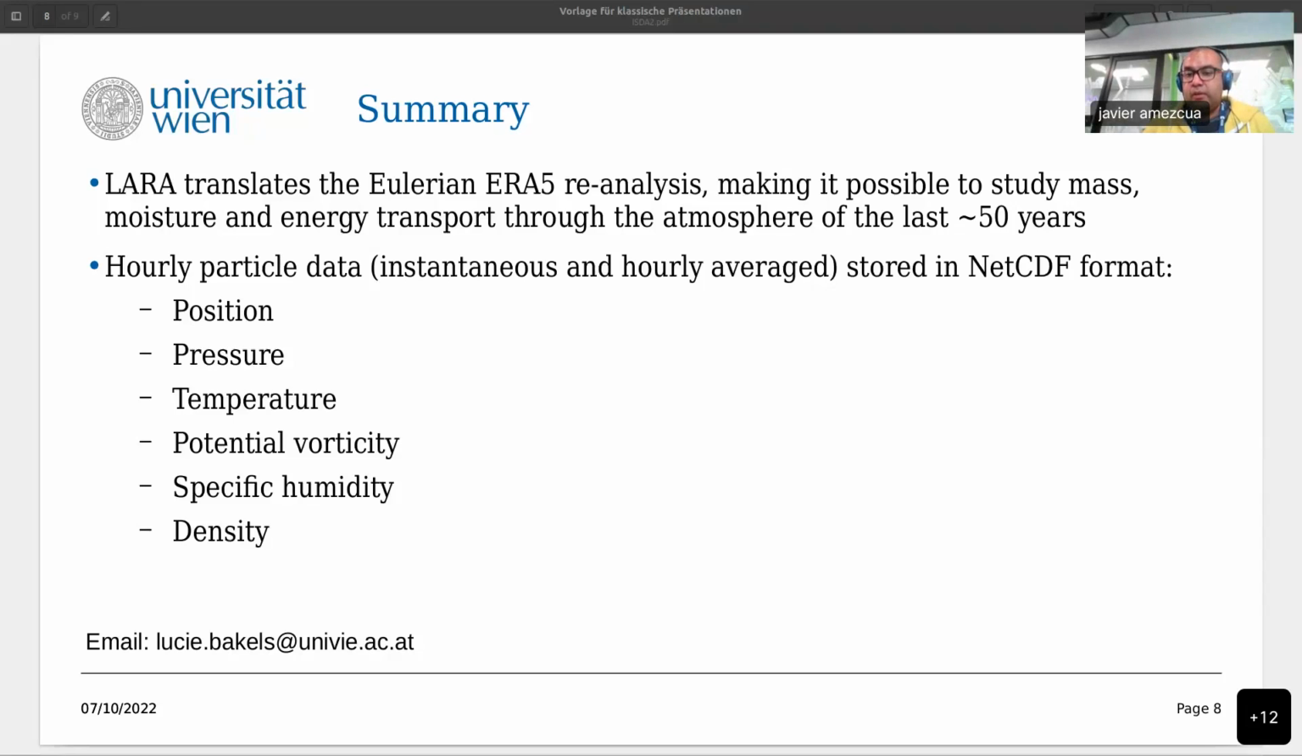Finally, a quick question from Carlos Lopez. Are these particles allowed to deform and dissipate?